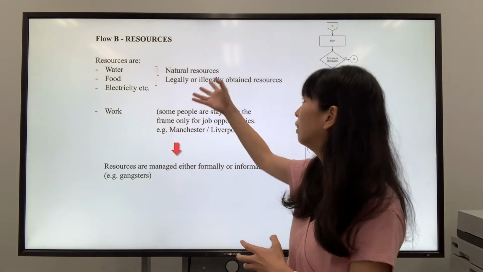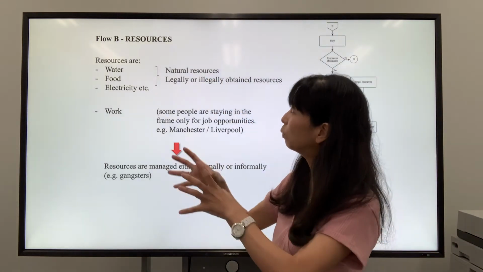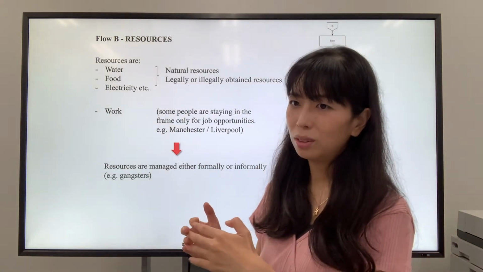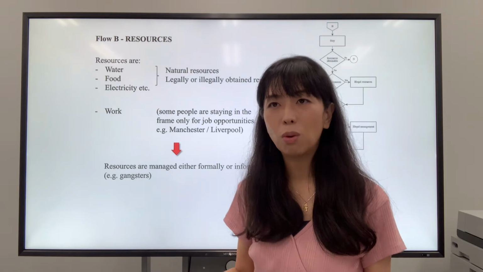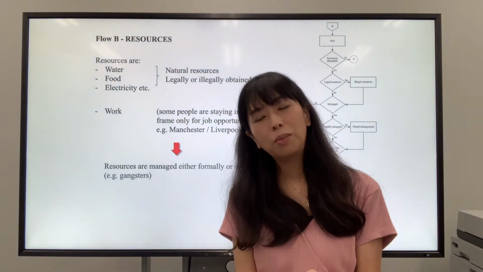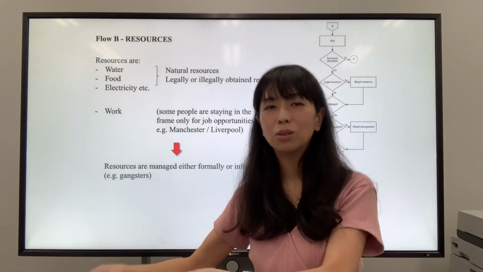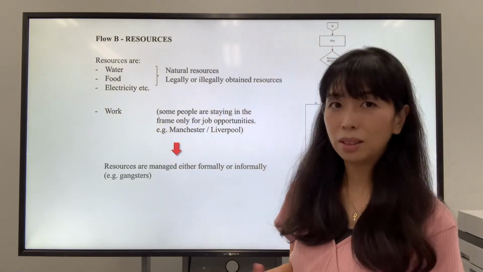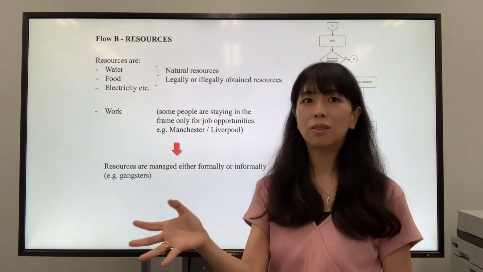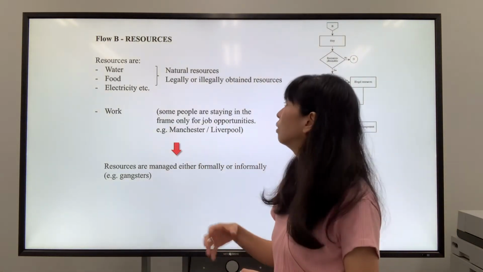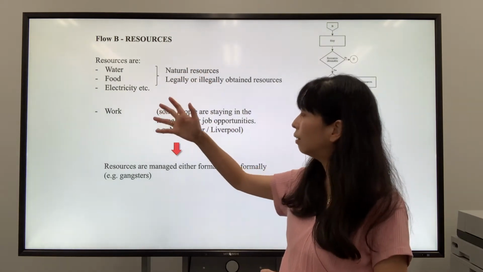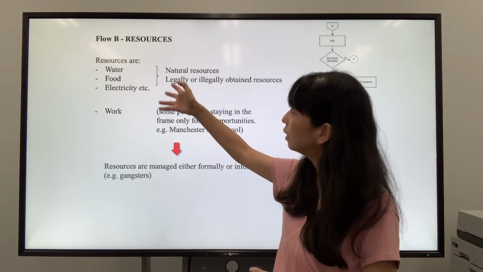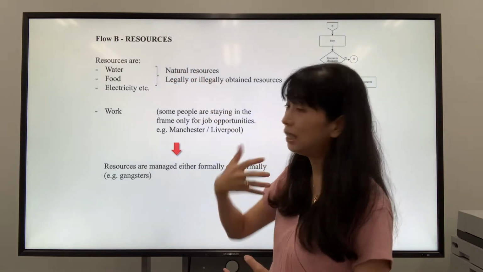So what do I mean by legally or illegally? It means, first of all, these resources sometimes can be obtainable through the natural environment. So you might have a well, and then you can extract water from there, or you have a river, and you can also obtain water from there. However, in the city areas, it doesn't happen like this. So you pay for electricity, you pay for water. So this is what I mean when you pay. If there is a gesture of payment, then you are obtaining the natural resources legally.